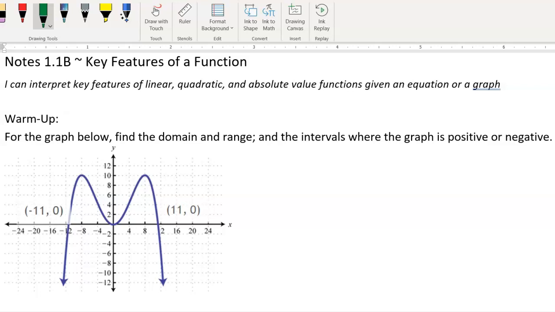All right, in this video, we're going to be looking at lesson 1.1b. So this is the second half of that first section for lesson 1.1. And to start out with, I want you to take a minute to work on this warm-up.